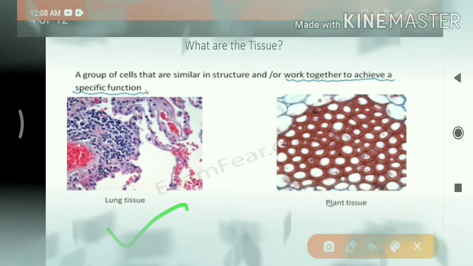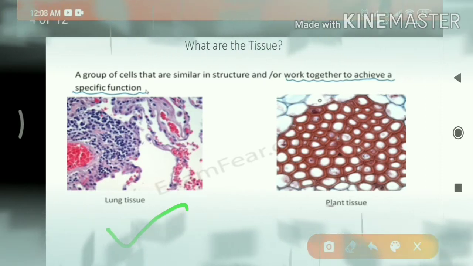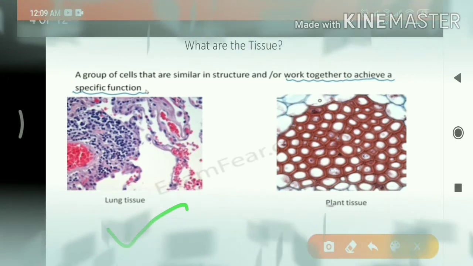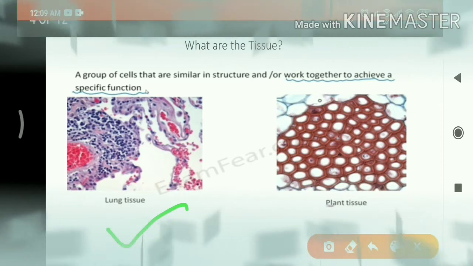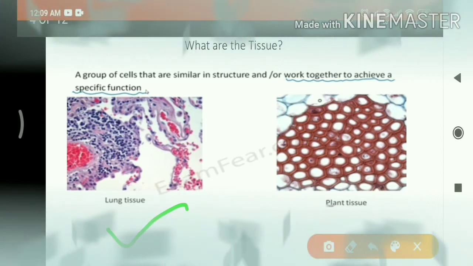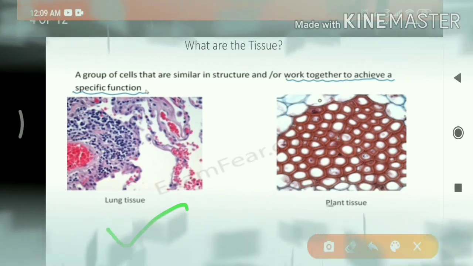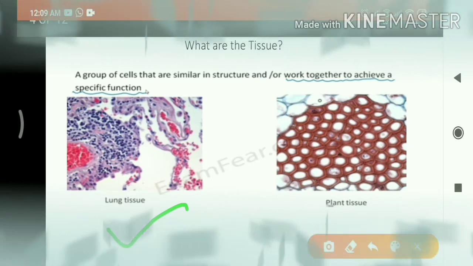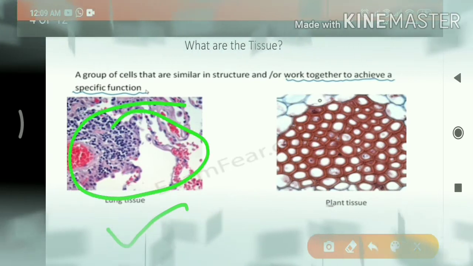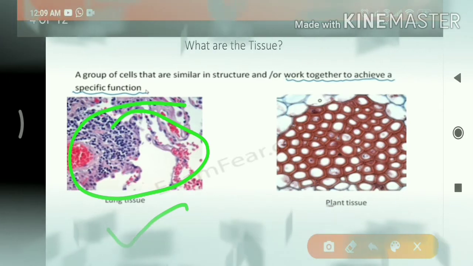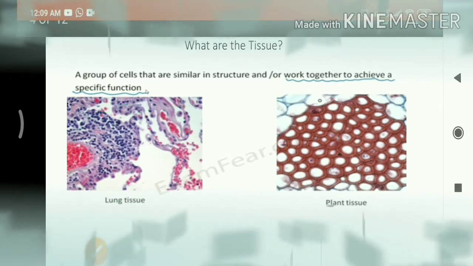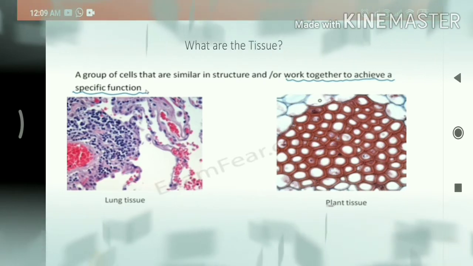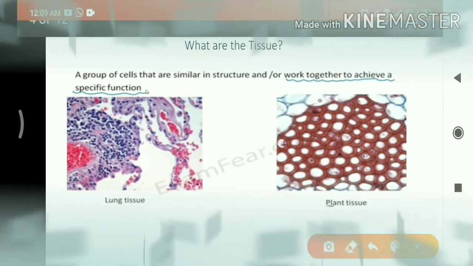Here, the lung. What is the lung? That is the organ, part of the respiratory system. You know about that, you are 11th standard students. You know about the respiratory system. So now we are talking about the tissue. Our lungs are made up of cells, and inside the lungs, the cells group together to perform some specific function. This is how they look under the microscope. Different cells are grouped together to form the lung tissue, right?